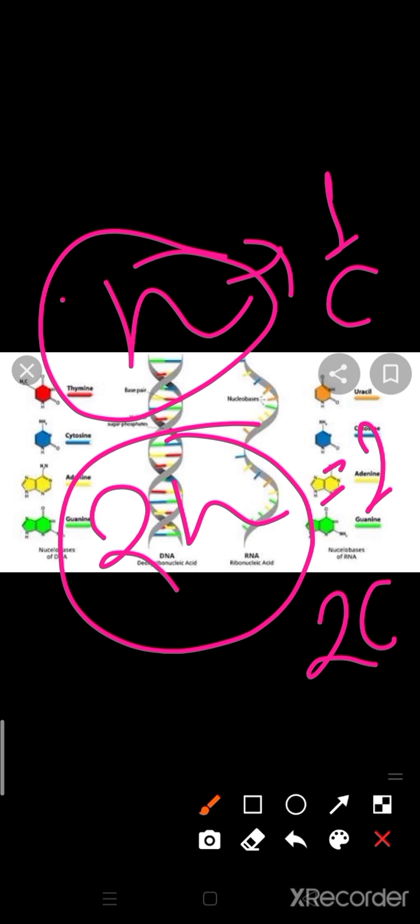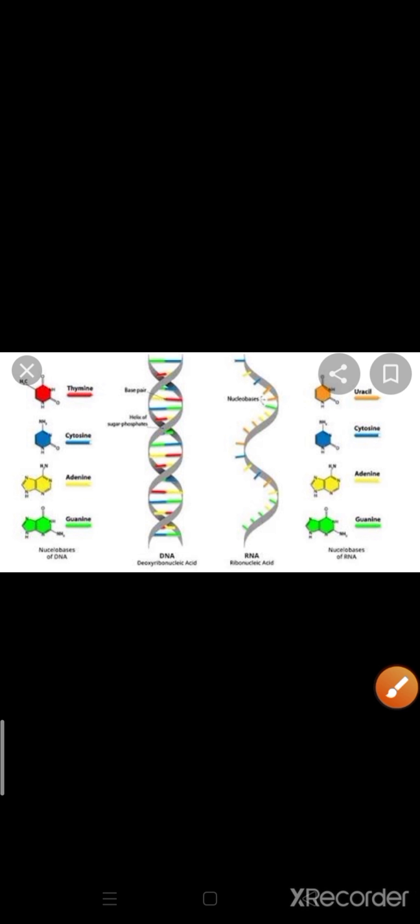Okay, next thing, what is mobile DNA? Mobile DNA, or jumping genes. This is a very important term, children, related to this content. Mobile DNA or jumping genes are very important because they can change their place in the genome.